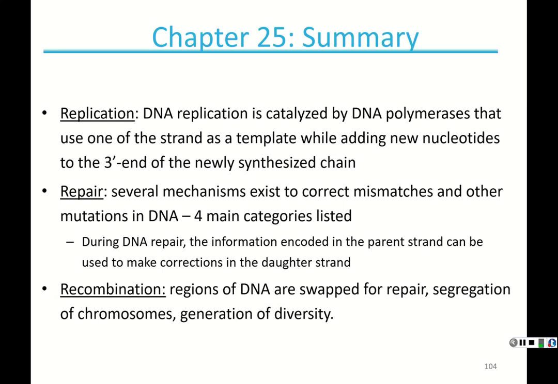Right, so in summary from chapter 25, what's important? Replication, the most important. Okay, DNA replication is catalyzed by DNA polymerases that use one of the strands as a template while adding new nucleotides to the 3' end of the newly synthesized chain. Okay, we talked about several repair mechanisms that exist to correct mismatches in DNA and mutations. So there are 4 main categories. Really, the first three are the ones that we got more specific about. And then finally, recombination, where regions of DNA are swapped either for repair or for genetic diversity.